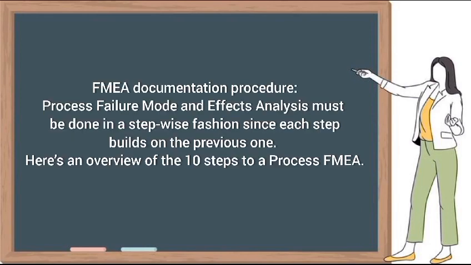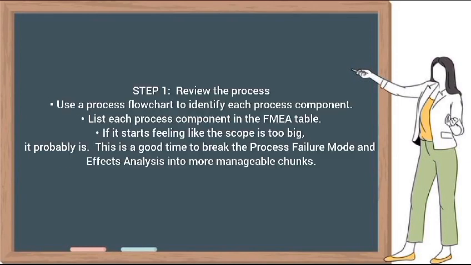FMEA documentation procedure. Process failure mode and effects analysis must be done in a stepwise fashion, since each step builds on the previous one. Here's an overview of the 10 steps to a process FMEA. Step 1. Review the process. Use a process flowchart to identify each process component. List each process component in the FMEA table. If it starts feeling like the scope is too big, it probably is. This is a good time to break the process failure mode and effects analysis into more manageable chunks.